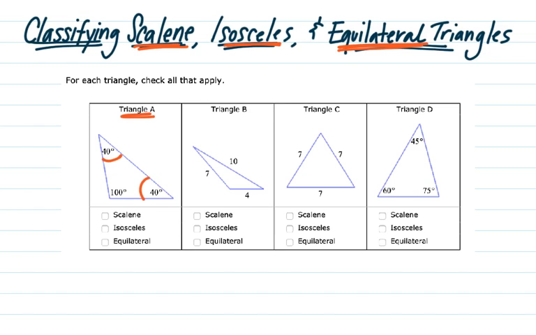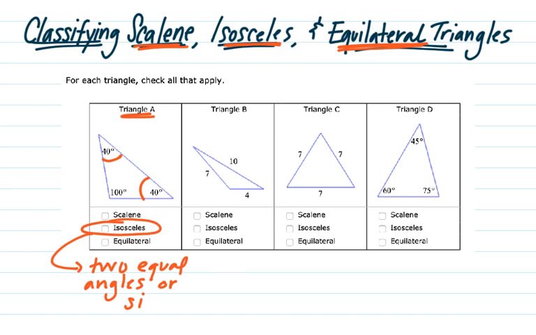If you have 2 angles in a triangle equal, that's called an isosceles triangle. 2 equal angles, and it's also true if you have 2 equal sides. So we can say 2 equal angles or sides. That's what the word isosceles means.